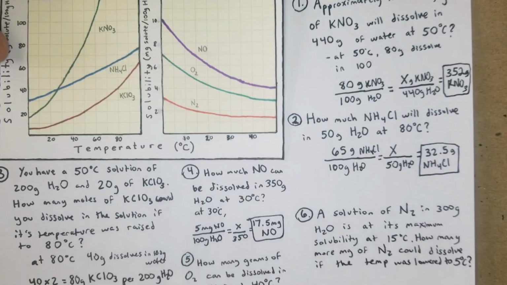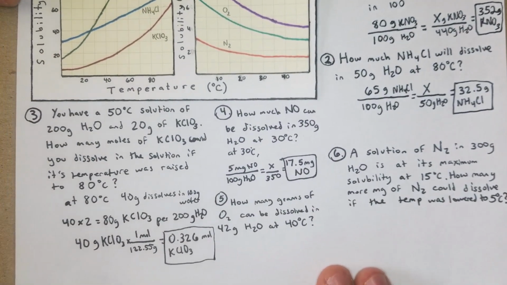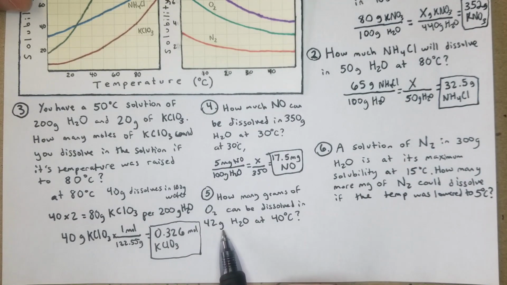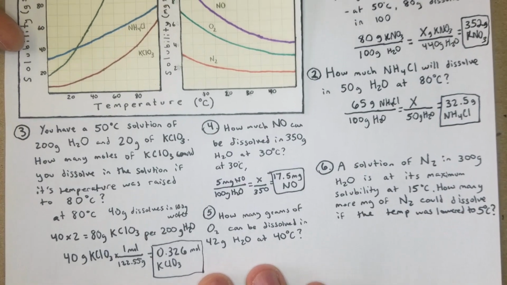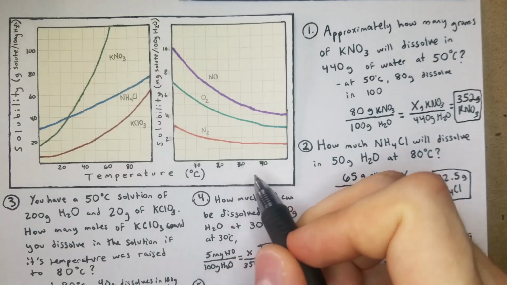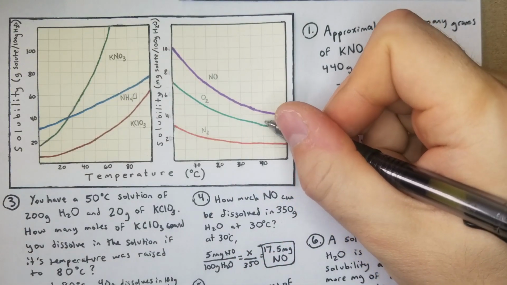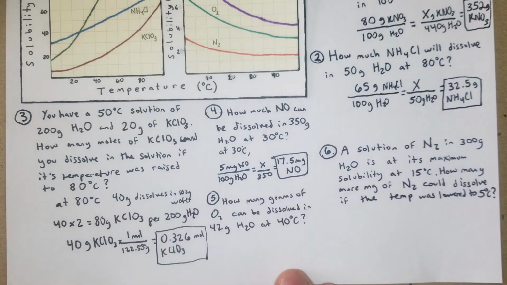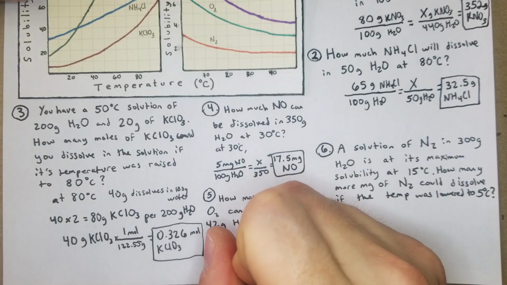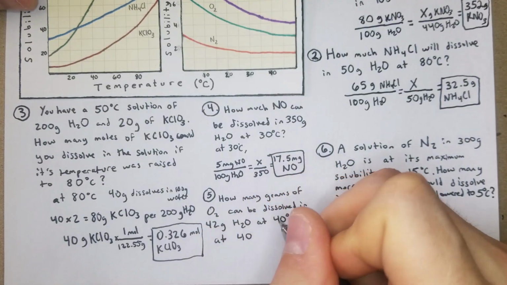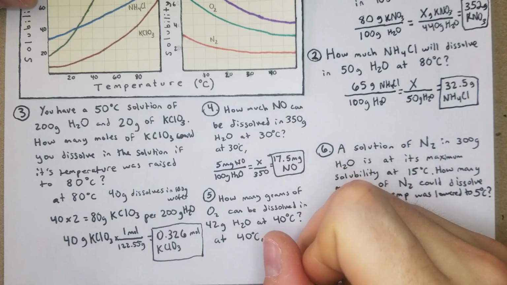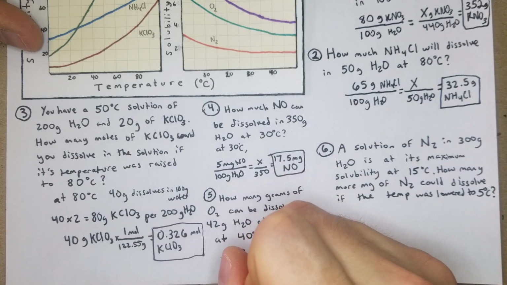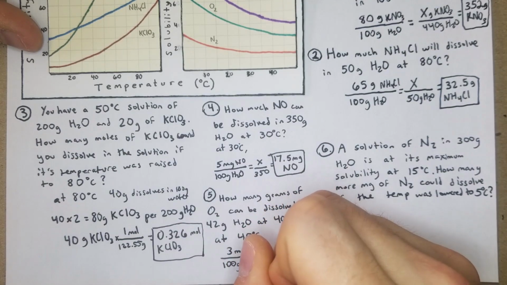Not too bad. So now we're going to move to number 5. How many grams of O2 can be dissolved in 42 grams of water at 40 degrees? So again, we're looking at 40 degrees. So find the 40, go up. It looks like for the green line there, that is between the 2 and the 4, so that's going to be 3 milligrams. So now we can say at 40 degrees Celsius, we have 3 milligrams per 100 grams of water, O2.